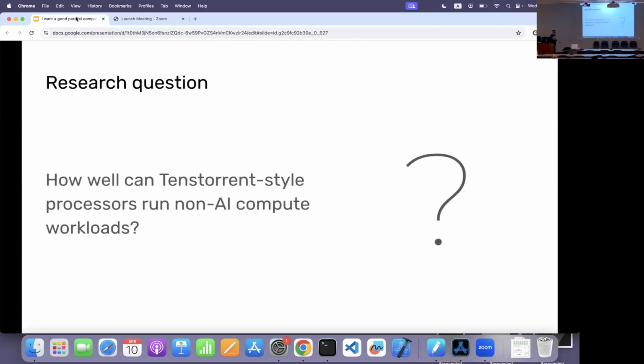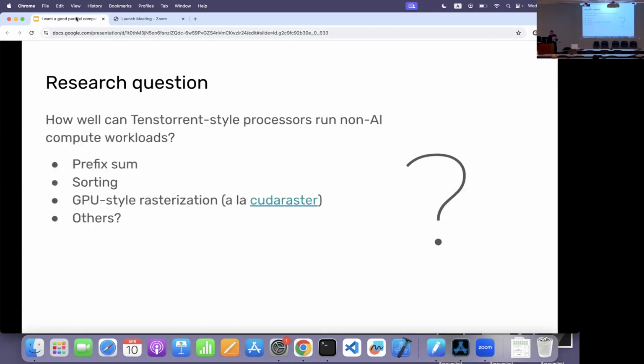So there's a ton of work in making these things run large language models. But to what extent can you run other workloads? I think that's an open research question. There's a lot of things you might want to look at, in particular, starting with prefix sum, because that's the foundation of so much work you do.